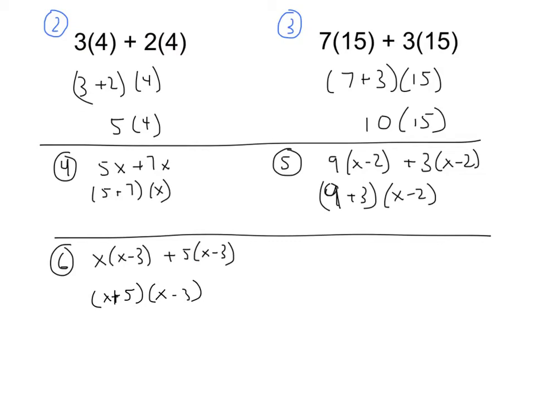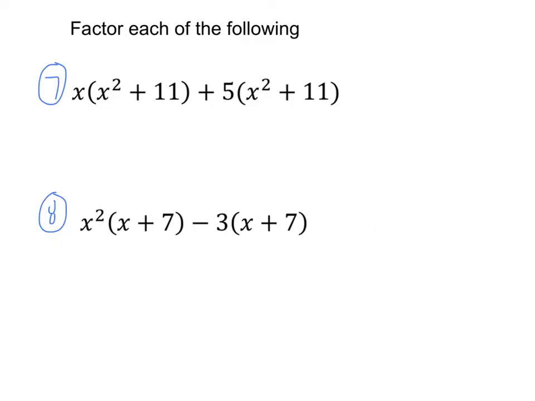Okay? All right, I would like you to factor these. So I've got x times (x squared plus 11) plus 5 times (x squared plus 11). How could I write that in factored form? Same thing with number 8. So please pause and do that.